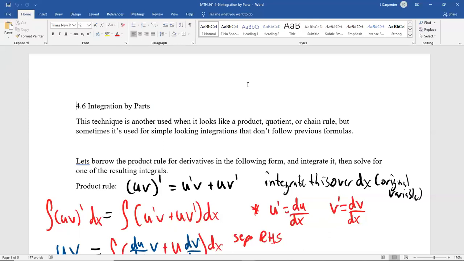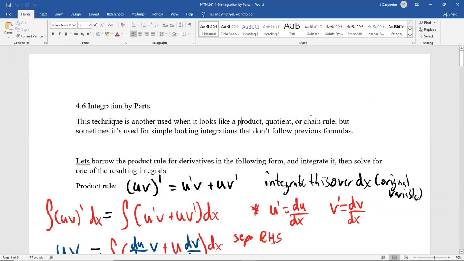We got lots of problems that are cookie cutter and fit it. But sometimes what you have to do is take more of a general approach, and it's this integration by parts technique. So now we're getting into what you see on the screen. So this technique is used when it looks like a product or quotient or a chain rule, but the substitution technique doesn't actually work. So it's sometimes used, but sometimes it's used for simple looking integrations that don't follow previous formulas. And we will get into that later. But again, this technique is used when it looks like a product or quotient or chain rule, generally speaking. It's used when a substitution technique is usually used.